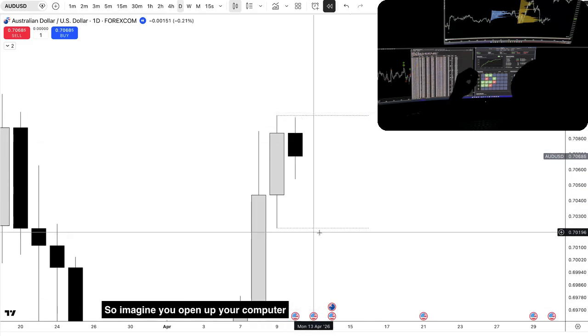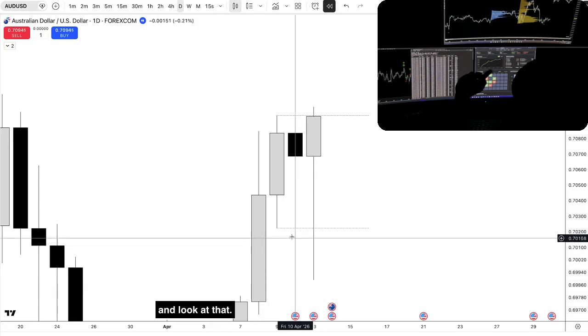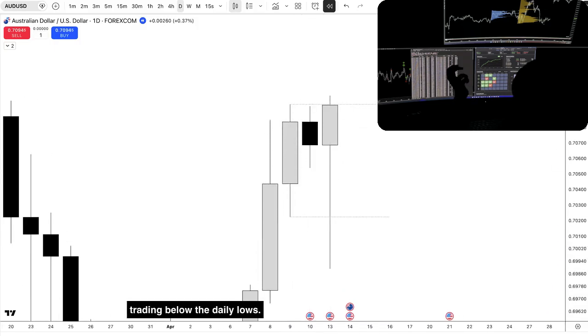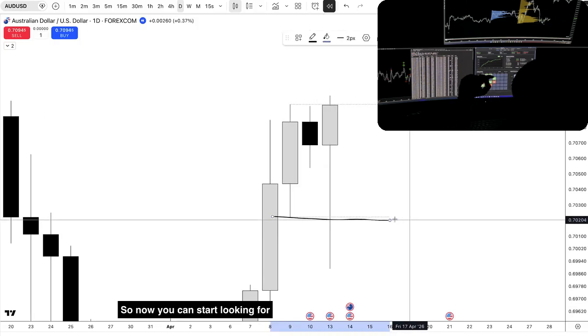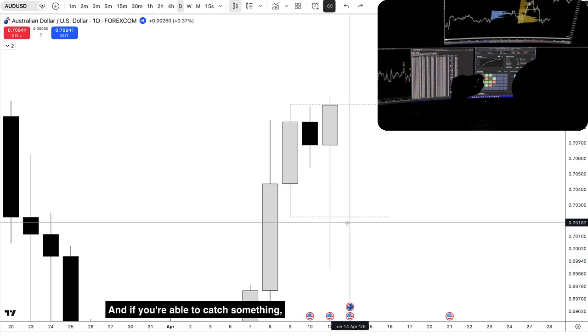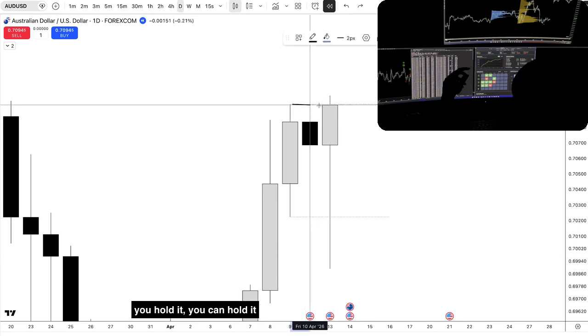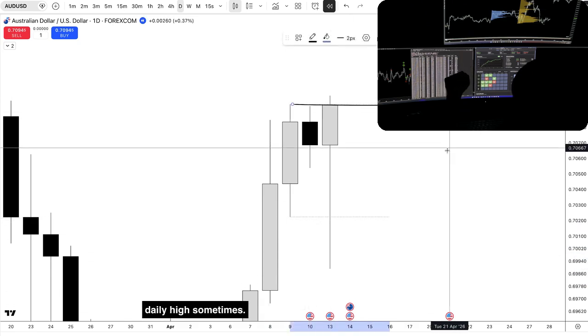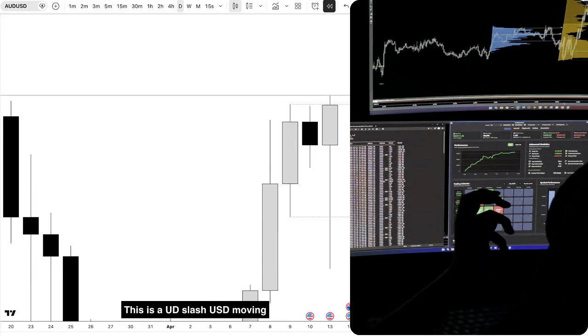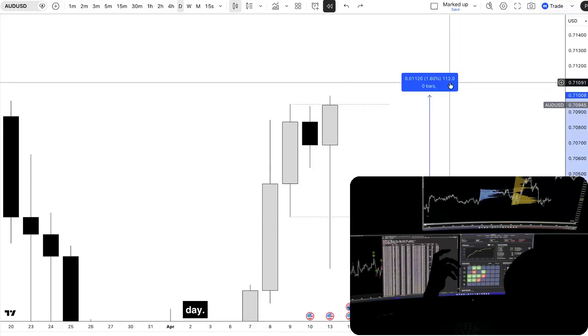So imagine you open up your computer on a Monday and price goes short, and look at that. Beautiful. Again, it's so simple. We have price trading below the daily lows. So now you can start looking for that lower time frame entry within this wick. And if you're able to catch something, you hold it. You can hold it all the way up to the previous daily high sometimes, and again, you can capture that whole daily range. This is AUD/USD moving day.